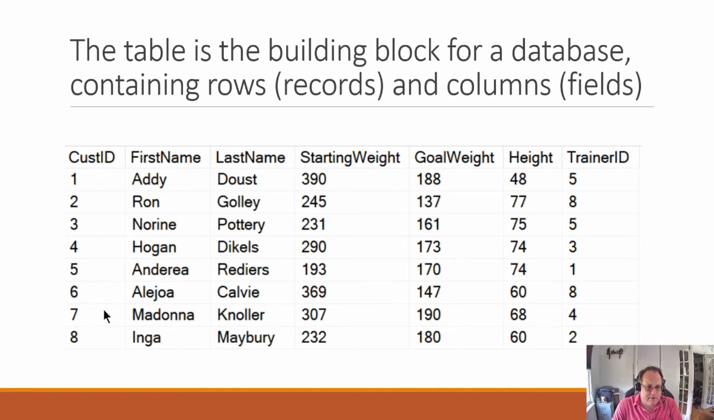In this particular output, customer ID is the primary key. Customer IDs have to be unique. So I've got 1, 2, 3, there's 1,000 elements in this table, so all the way down to 1,000. These will never repeat. First names could repeat, last names could repeat, starting weights could repeat, etc. But customer ID will never repeat. That's the whole point of a primary key. It guarantees something unique in your records.